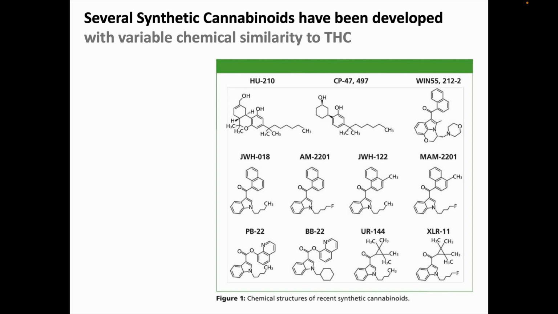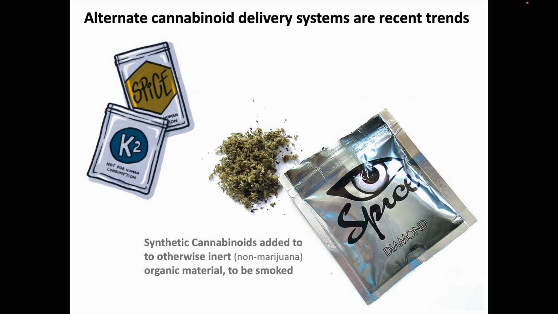Harkening back just a couple of slides, we mentioned that there are a number of synthetic cannabinoids that have been developed. And if we compare their structures to THC, we see that a few of them very closely resemble THC, while a lot of the others have pretty dissimilar structures. And speaking of synthetic cannabinoids, this raises the issue of the increasing number of different ways people can become exposed or intentionally expose themselves to cannabinoids.